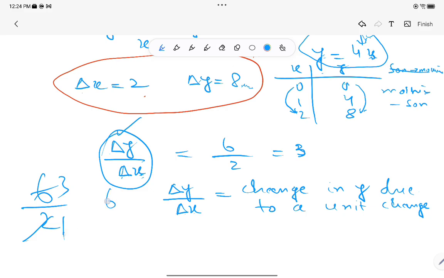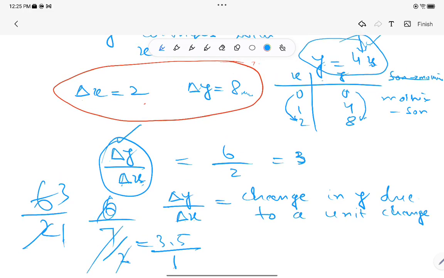But then you will object. You will say, sir, suppose it had not been 6, it had been say 7 divided by 2. Can you reduce it to 1? Yes, of course. I will divide 7 by 2, that will give me 3.5 divided by 1. That means as if I have used a fractional table. So any denominator can be reduced to 1. So look at this denominator as if it is 1, and change in y due to a unit change of x.